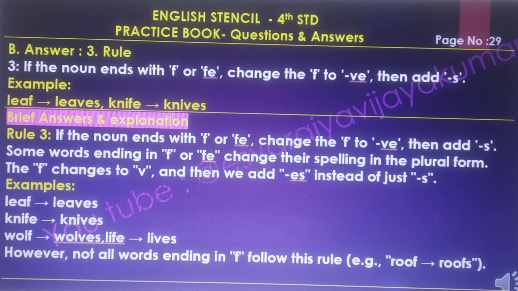Some words ending in f or fe change their spelling in the plural form. The f changes to v and we add es instead of just s. Example: leaf, leaves, knife, knives, wolf, wolves, life, lives. However, not all words ending with f follow this rule. Example: roof, roofs.